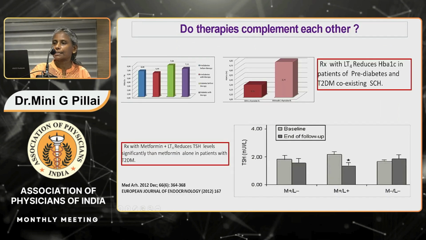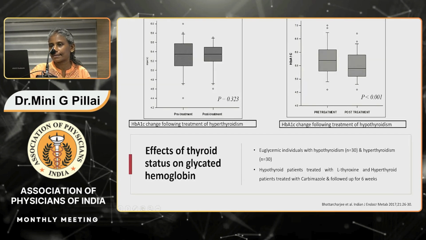Now, implications in management. Do these therapies for diabetes and hypothyroidism complement each other? The treatment with levothyroxine reduces HbA1c in patients with pre-diabetes and type 2 diabetes with coexisting subclinical hypothyroidism. So when we treat subclinical hypothyroidism in patients with diabetes or pre-diabetes, the HbA1c also may improve. And again, we saw the effect of metformin. When we give metformin in patients with subclinical hypothyroidism, overt hypothyroidism, or hypothyroidism already treated with levothyroxine, in all these scenarios, metformin has an effect of lowering the TSH.